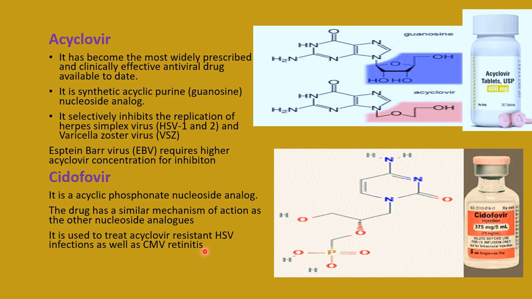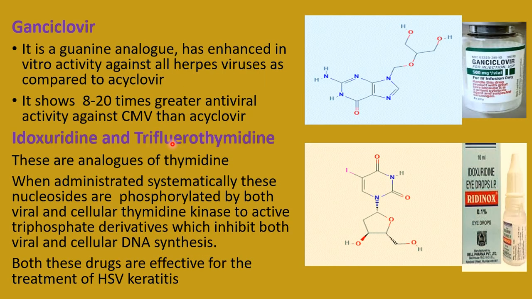Then moving to the next base analog, Ganciclovir. This is a synthetic purine nucleoside, especially an analog of guanine, and it is almost structurally and pharmacologically similar to acyclovir.